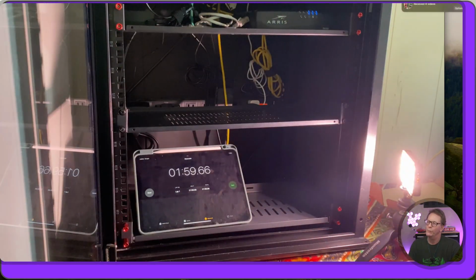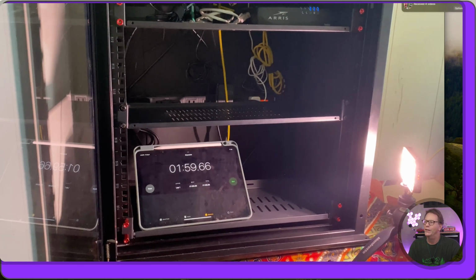So if we skip ahead, it took me approximately 2 minutes to put it in. This is actually faster. The first time it took 2 minutes and 10 seconds. So next we'll look at the rack studs.